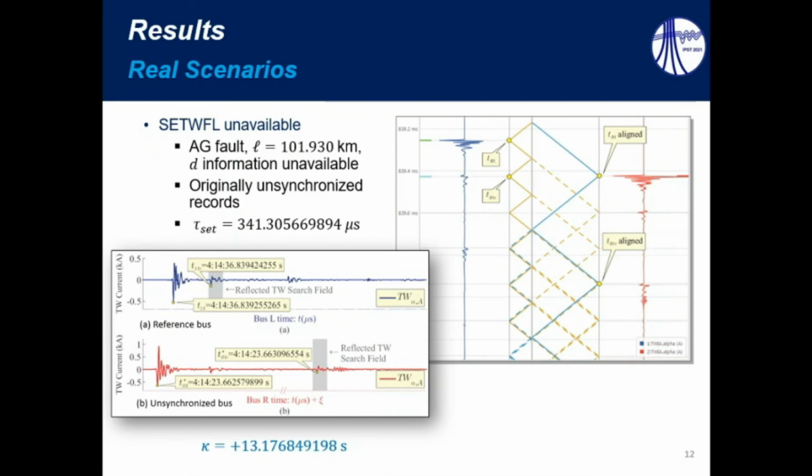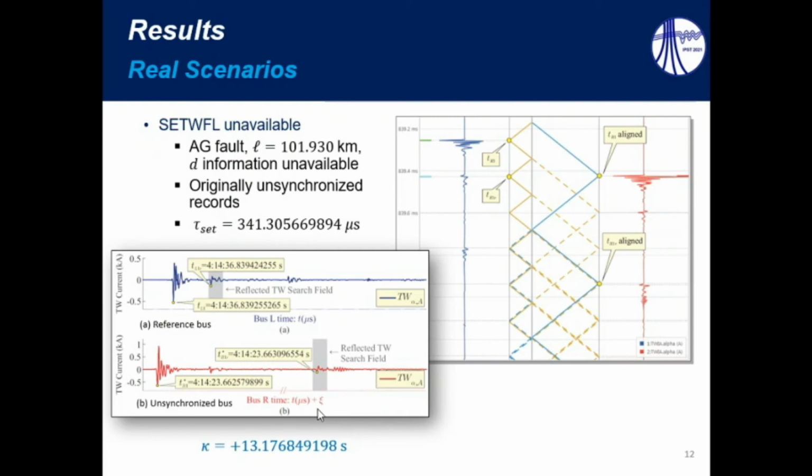In a second part, in which we evaluate also real scenarios, we took into consideration some records which were originally unsynchronized. So we used the tau setting available in the relays, and in this case we calculated a kappa term equal to about 13 seconds. It's a very huge time synchronization error. I mean, the local and remote relays are completely unsynchronized.